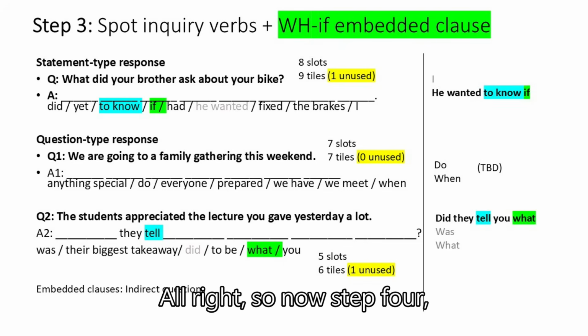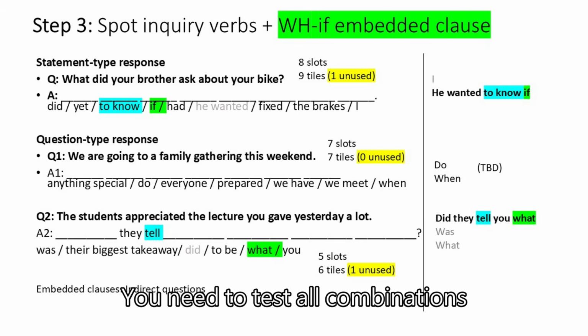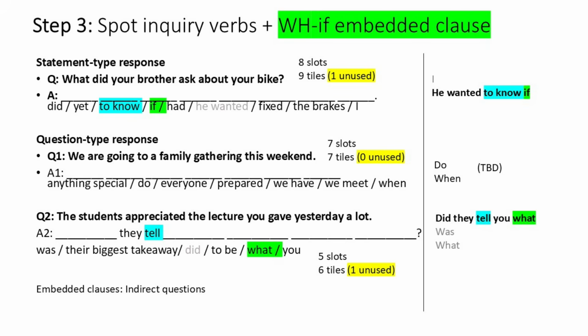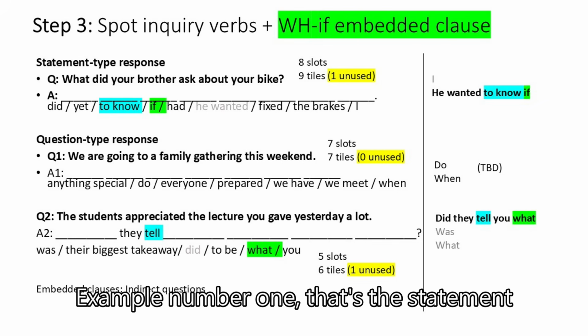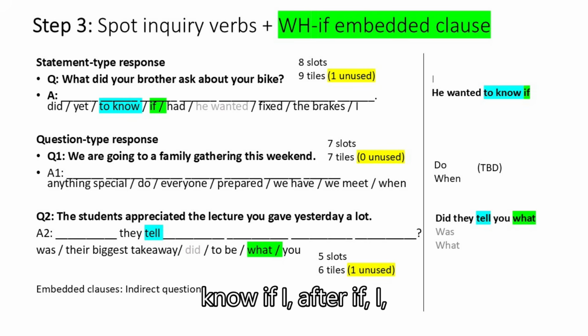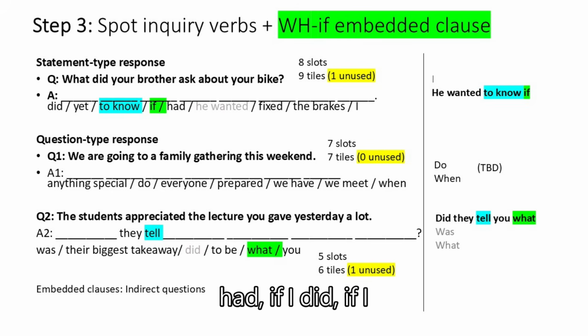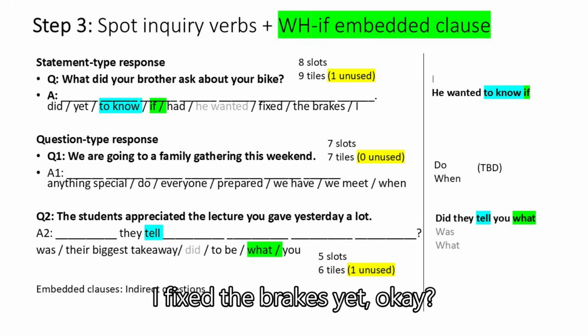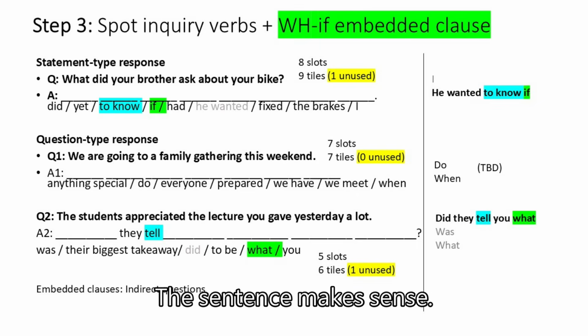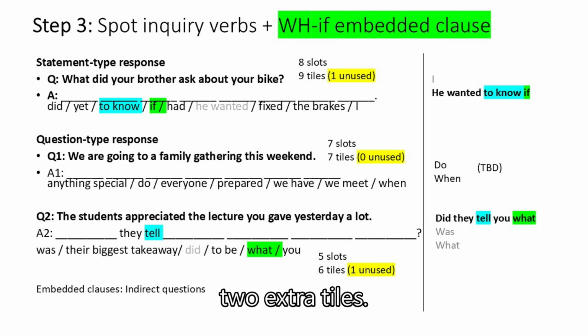All right, so now step 4, you want to try all combinations. You need to test all combinations and don't stop at the first idea. Example number 1, that's the statement type response. We already have he wanted to know if I. After if I, you need a verb. So possible options are if I had, if I did, if I fixed. You test them. I fixed the brakes yet. Okay? The sentence makes sense. It's grammatically correct, but it leaves 2 extra tiles.